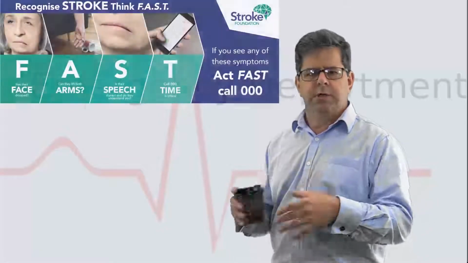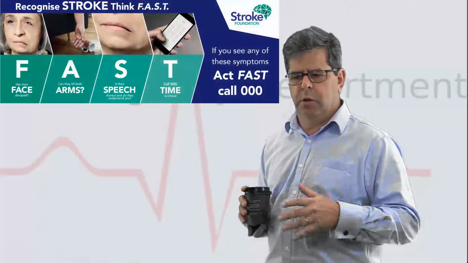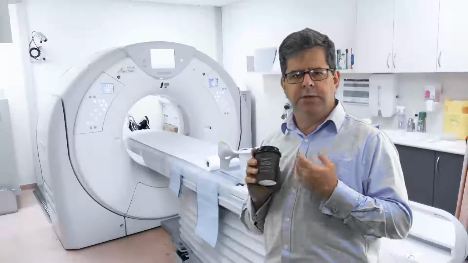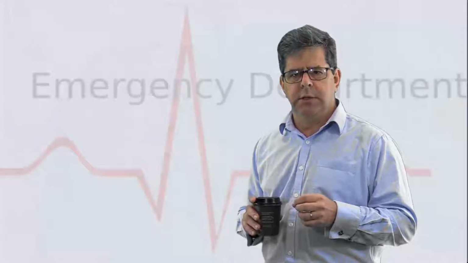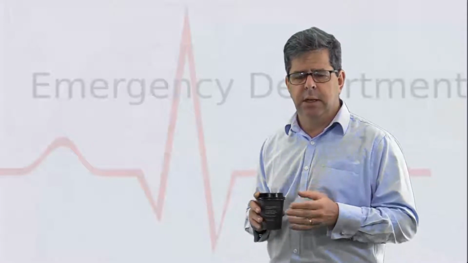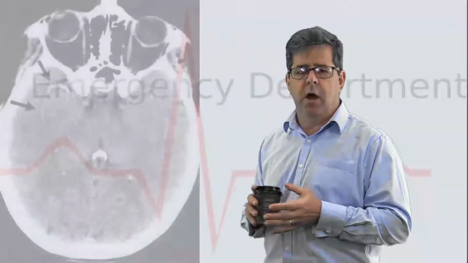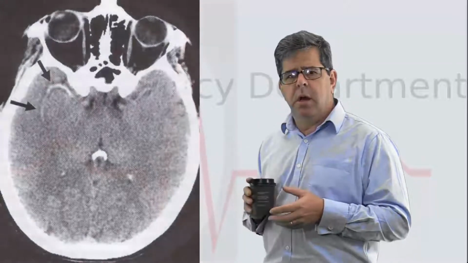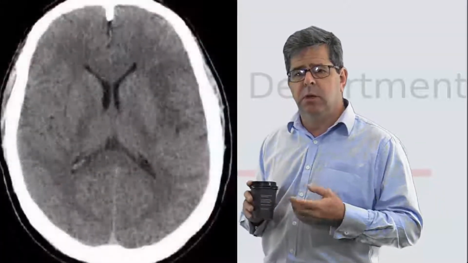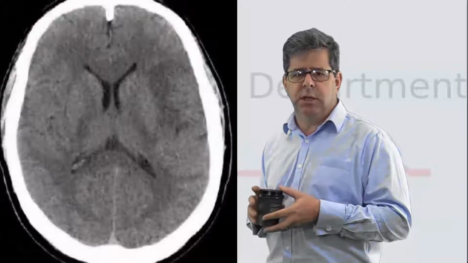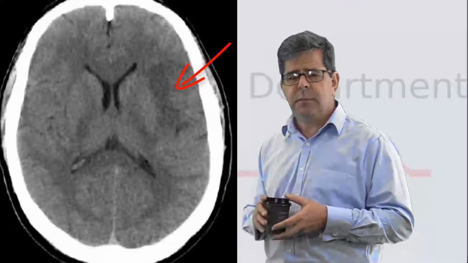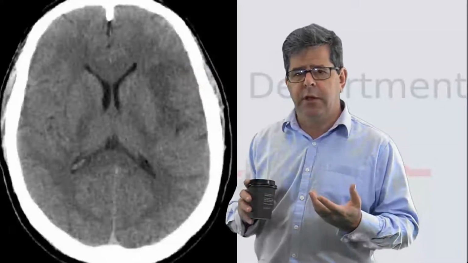Well, if you rush them through on a stroke protocol, you get a cerebral CT done immediately. If they've presented really early, you might only get the hyperacute changes. Now, the hyperacute changes are quite subtle. You may see a hyperdense artery, like you can see here. You may see something called the insular ribbon sign, where the insula has edema. Now, this is actually it here. Often there's very little else to see initially.